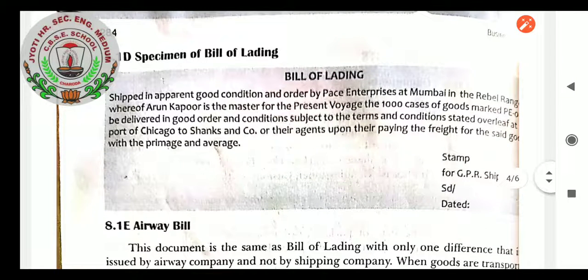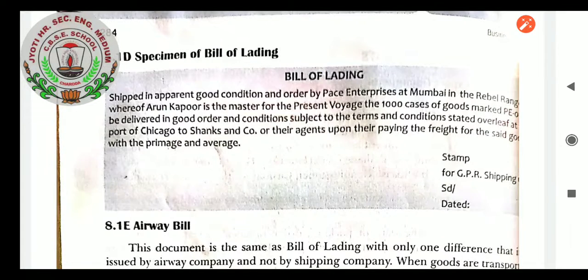Very first, the specimen of bill of lading. You can see the bill of lading specimen is given to you. It is written clearly: shipped in apparent good condition and order by Pace Enterprises at Mumbai in the vessel, whereof Arun Kapoor is the master for the present voyage. The 1,000 cases of goods marked PO to be delivered in good order and condition, subject to the terms and conditions stated, at the Port of Chicago to Shanks and Company or their agents upon their paying the freight for the said goods with the primage and average. So this is the particular specimen.